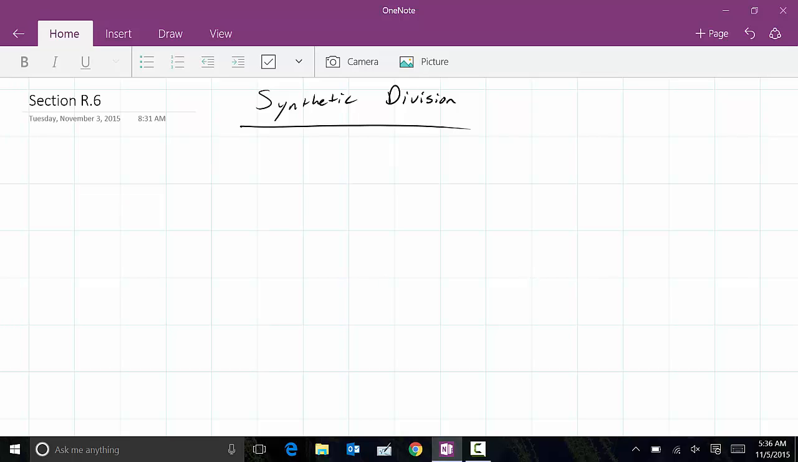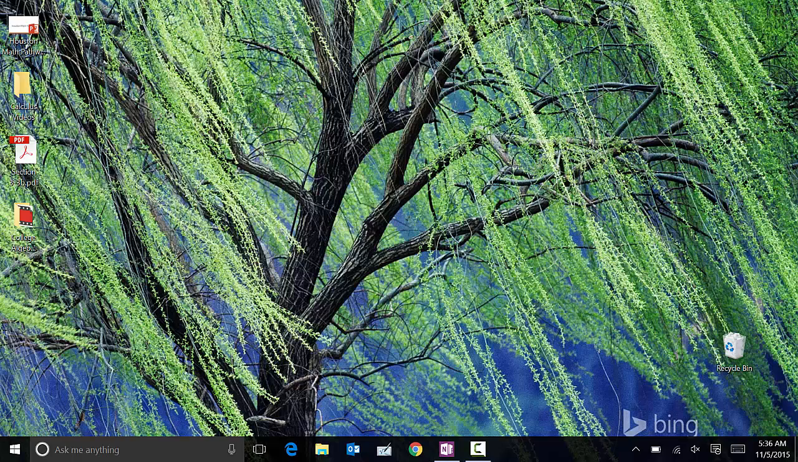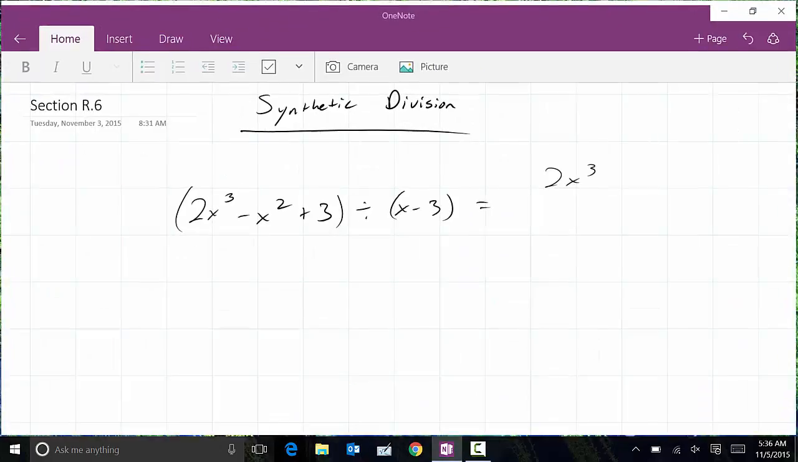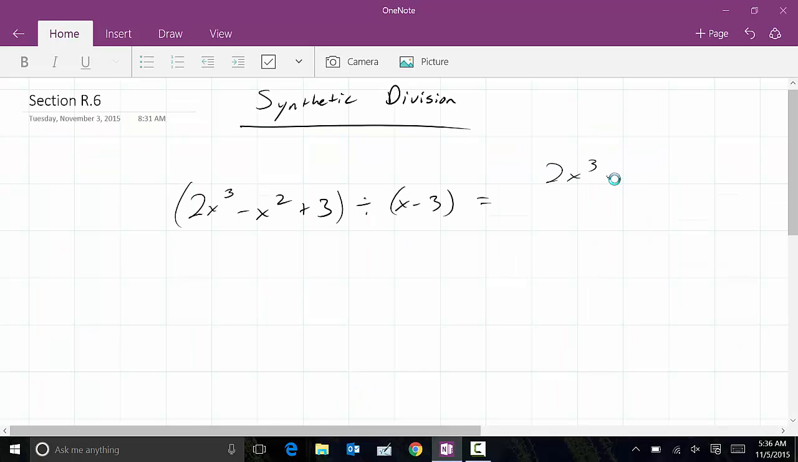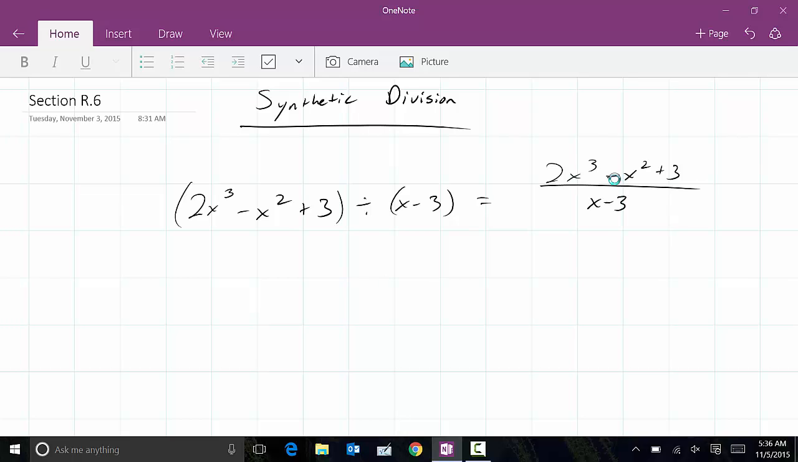Suppose we have something like 2x cubed minus x squared plus 3, and what we want to do is divide this by x minus 3. Of course, another way to write this would be to say we have 2x cubed minus x squared plus 3 all divided by x minus 3. Okay, so let's do this with long division first, and then we can make a comparison.